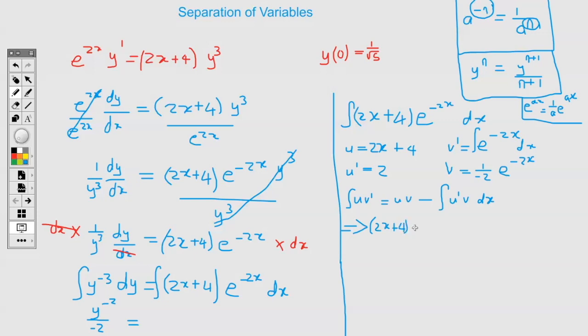What is my v? V is 1 over negative 2 e to the minus 2x, minus, what is my u prime? U prime is 2 and v is 1 over minus 2 e to the negative 2x dx.